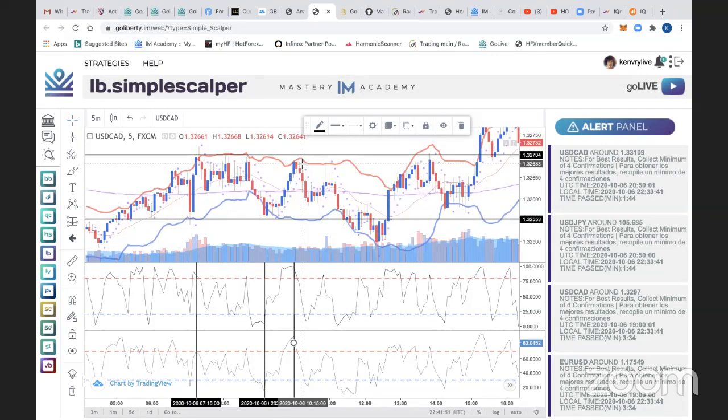That is a parabolic SAR flip. And if that happens, anytime the parabolic SAR comes and all your parameters are met, just take the trade for 15 minutes. So you enter the trade at this candle. 15 minutes will be 1, 2, 3.